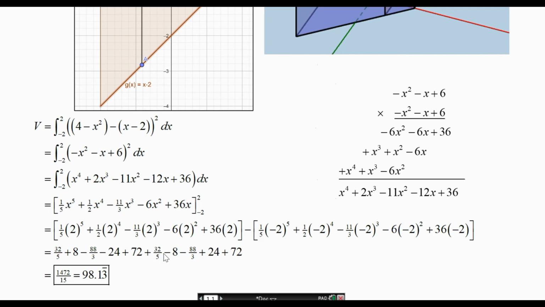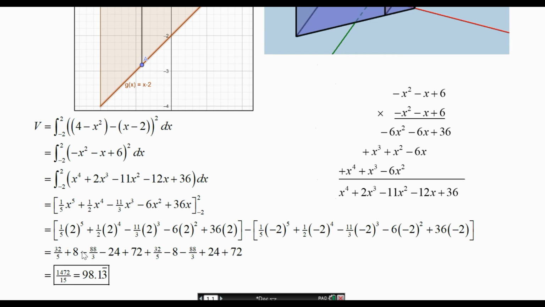So it's positive 32/5. Here we have 4 negatives, and this one makes a 5th negative, so that's negative overall. Again, a 2 cancels, and 2 to the 3rd is 8. Here you have 3, 4, 5 negatives, makes a negative. 2 to the 3rd is 8 times 11 is 88, over 3. 2 squared is 4 times 6 is 24, and we have 4 negatives, which makes a positive. 2 times 36 is 72, and we have 2 negatives, so that's a positive there.